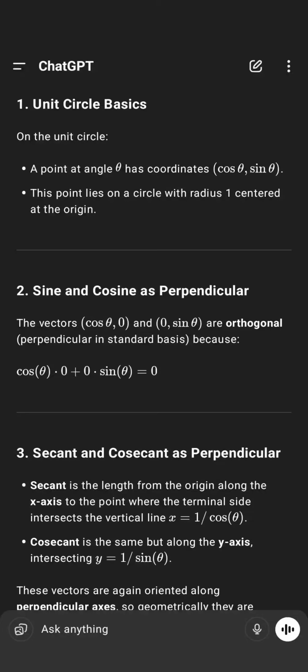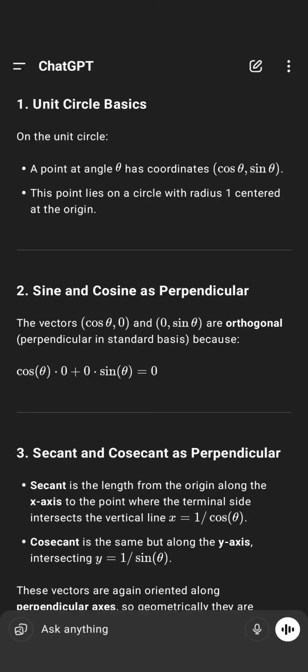Number one, unit circle basics. On the unit circle, a point at angle theta has coordinates cosine theta and sine theta. This point lies on a circle with radius 1 centered at the origin.